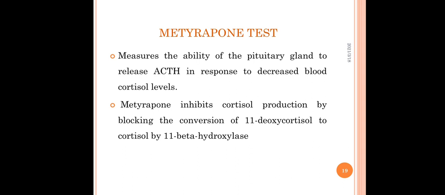Metyrapone test measures the ability of the pituitary gland to release ACTH in response to decreased blood cortisol level. Metyrapone inhibits cortisol production by blocking the conversion of 11-deoxycortisol to cortisol by 11-beta hydroxylase.